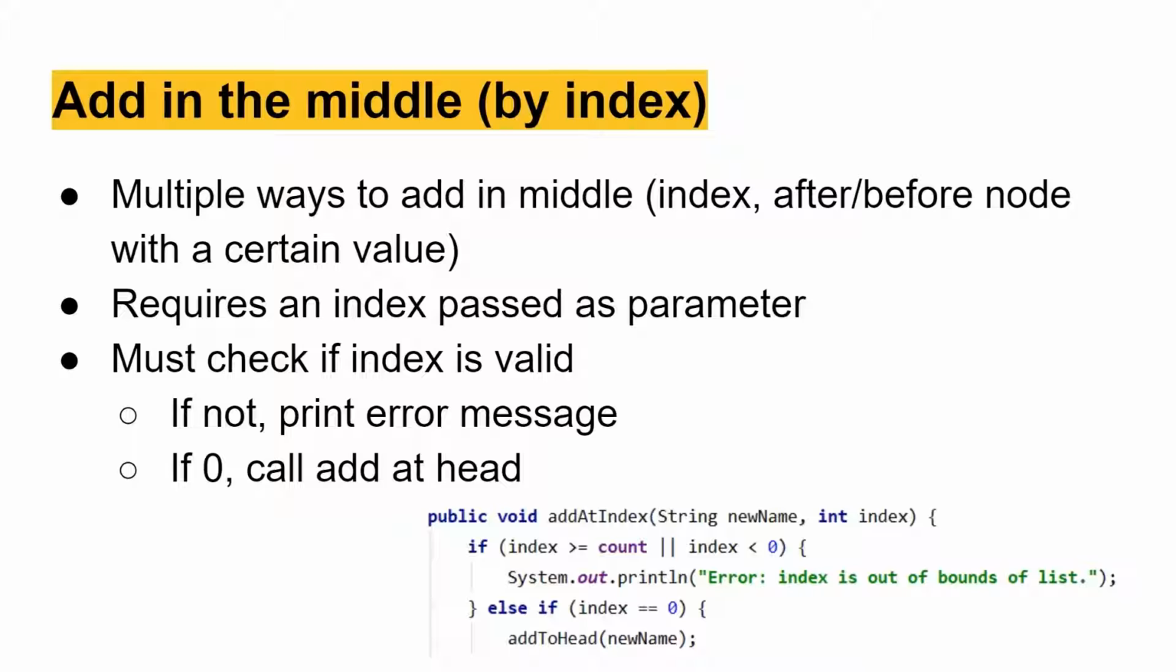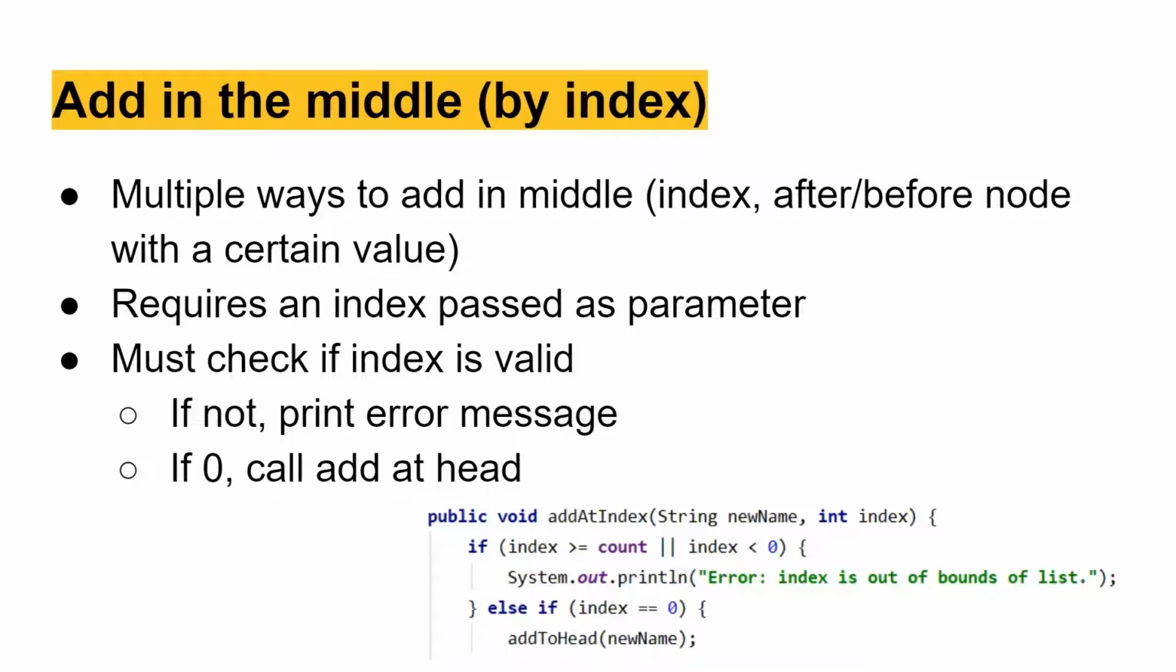And we have to check if that index is valid. If not, we're going to want to print an error message. And if the index that whatever is calling this function wants to add to is 0, well, that's just the beginning of the list. So then we're just going to call add at head, and it's going to do it for us.